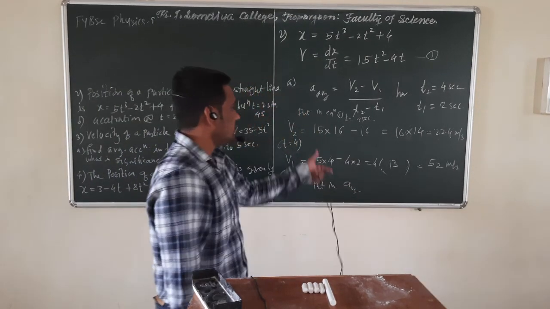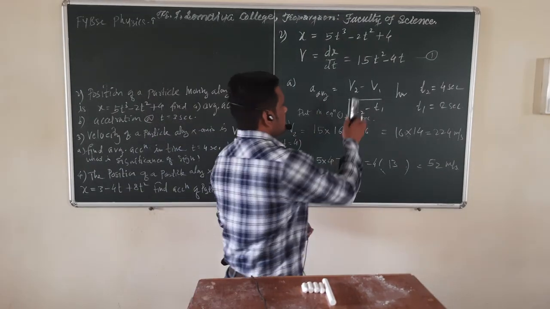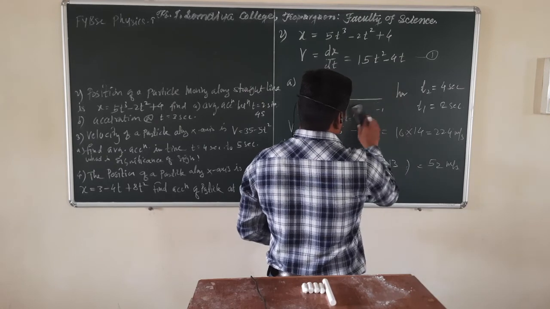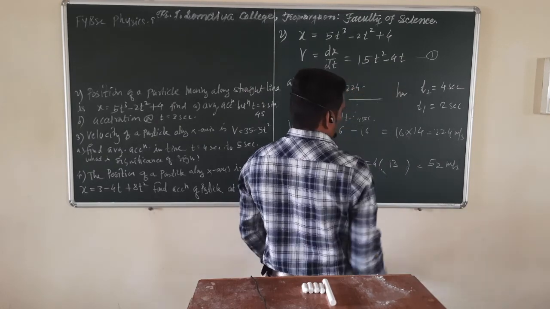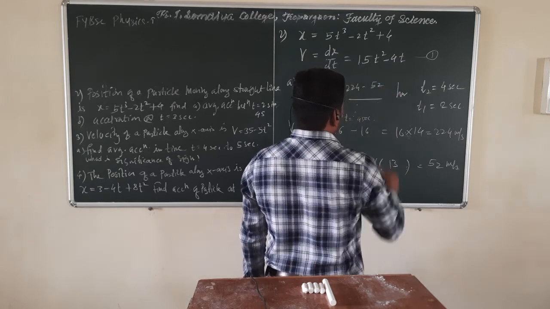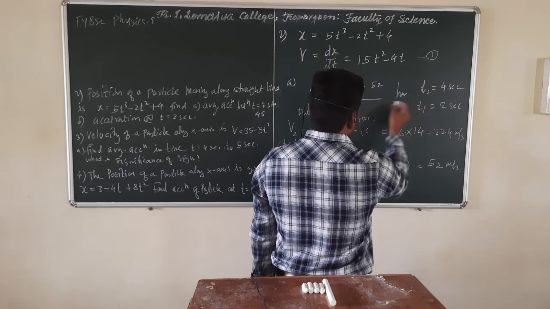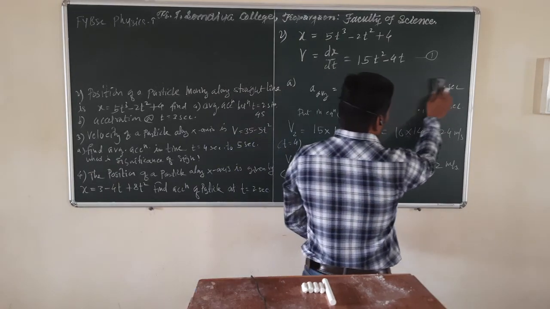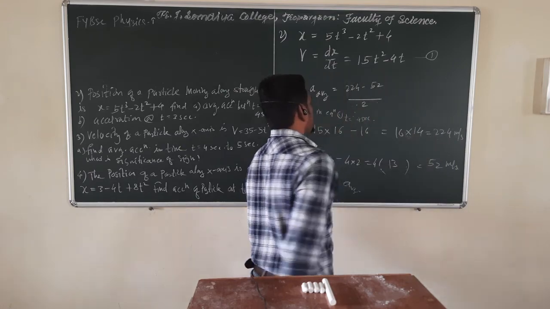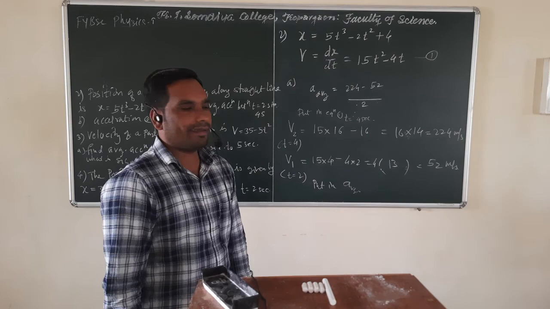Okay, which is this equation. So we get a average is equal to 224 minus 52 divided by t2 minus t1, 4 minus 2 is 2. Okay, so if you solve this using calculator, you will get the answer.